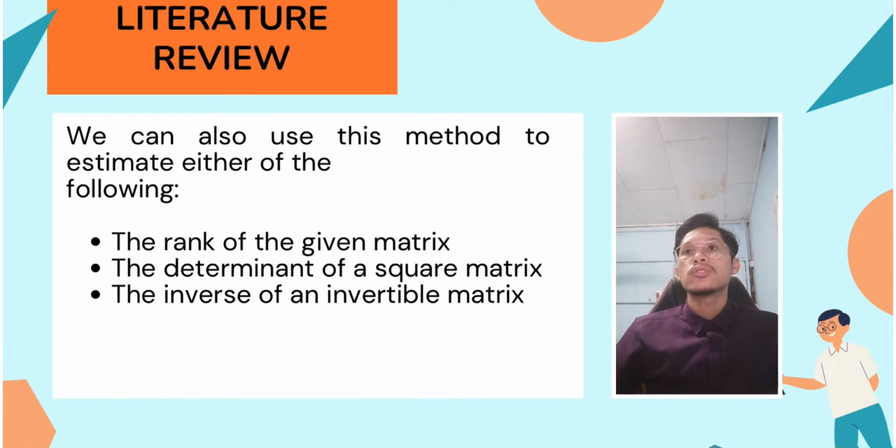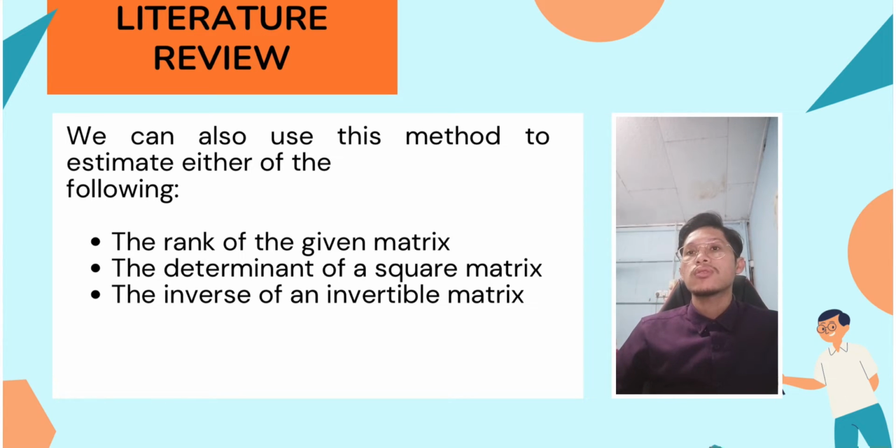We can also use this method to estimate any of the following. First, the rank of the given matrix. Second, the determinant of a square matrix. And the last one is the inverse of an invertible matrix. To perform row reduction on a matrix, we have to complete a sequence of elementary row operations to transform the matrix until we get 0 in the lower left hand corner of the matrix as much as possible. That means the obtained matrix should be an upper triangular matrix.